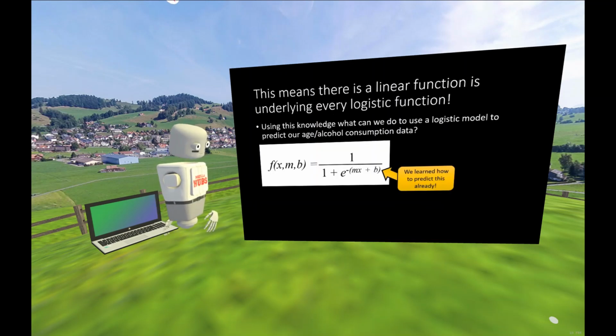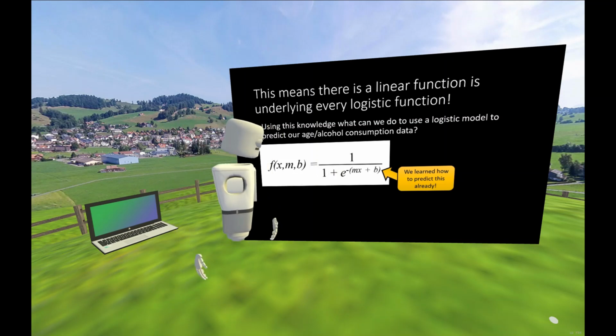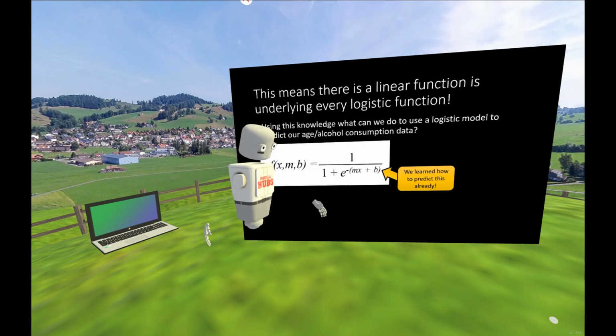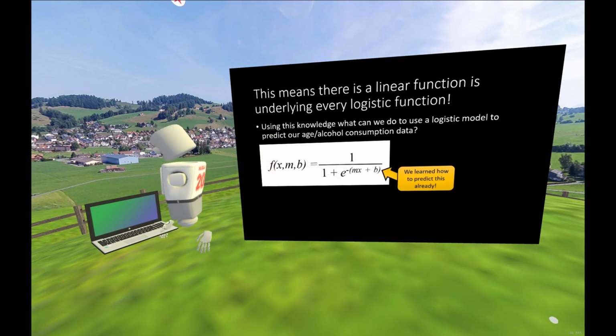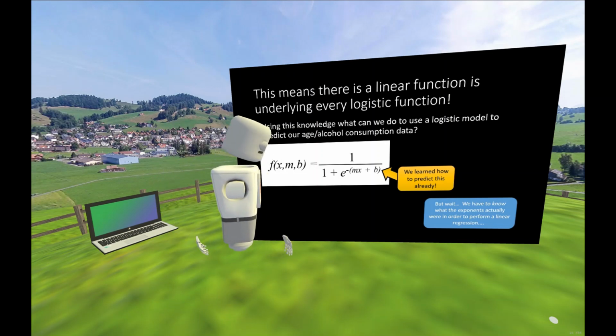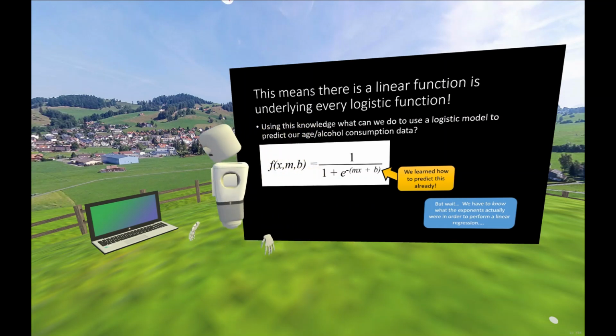Now, this is something that we've learned to predict already. We've learned how to do that, but in order to do this, we have to know some examples, some training data, so to speak, for what that equation should be. So now we've got to figure out the values to perform this linear regression on.